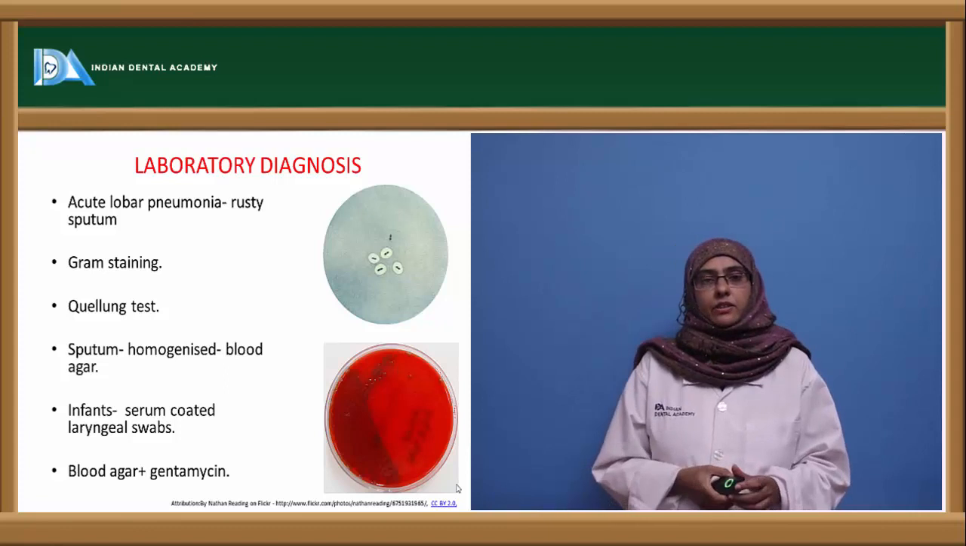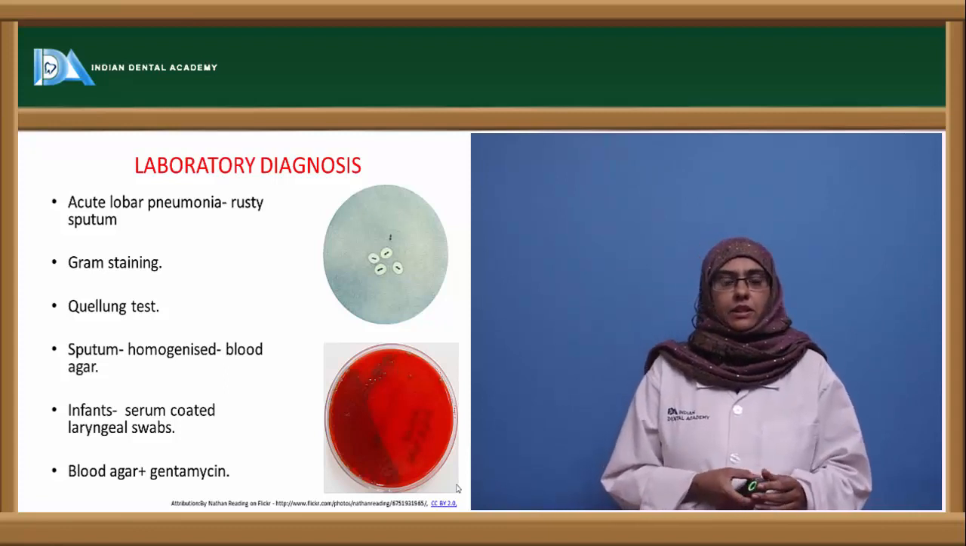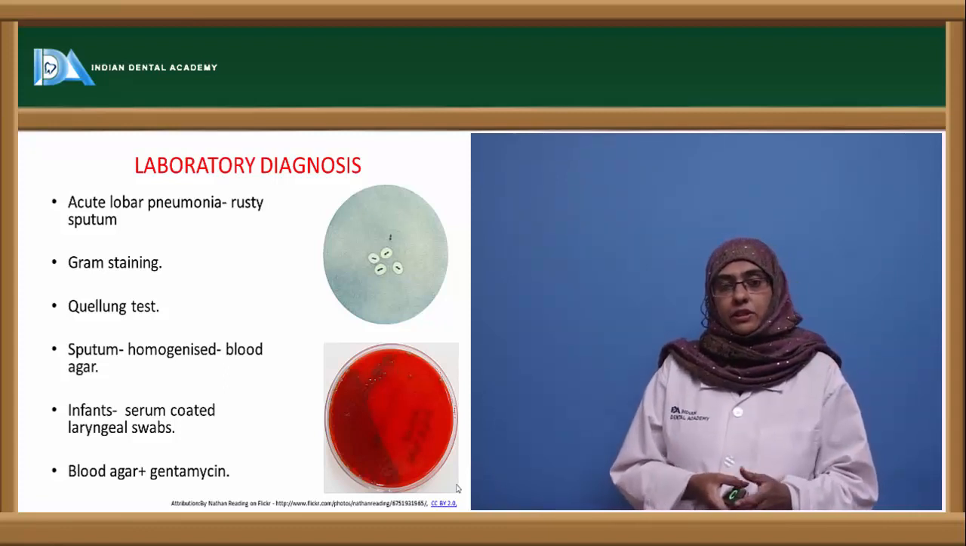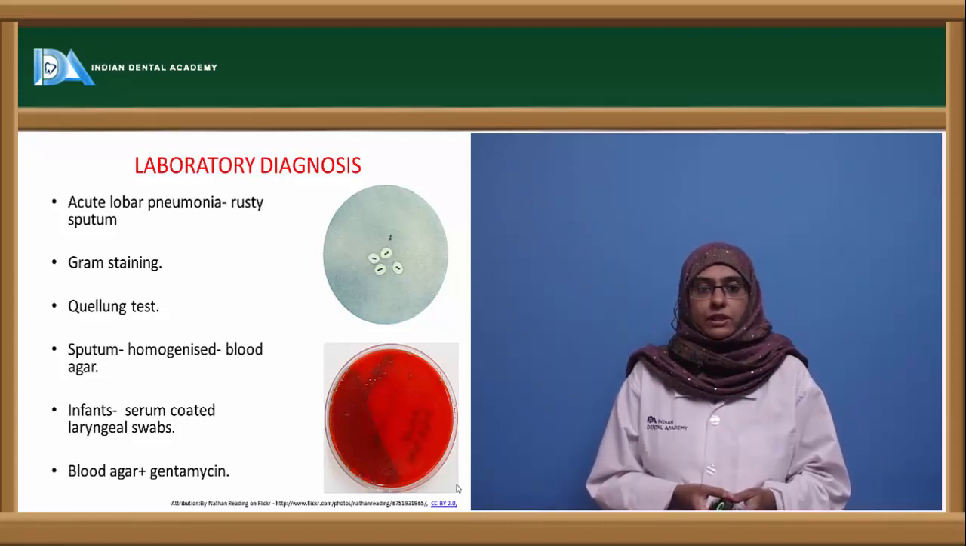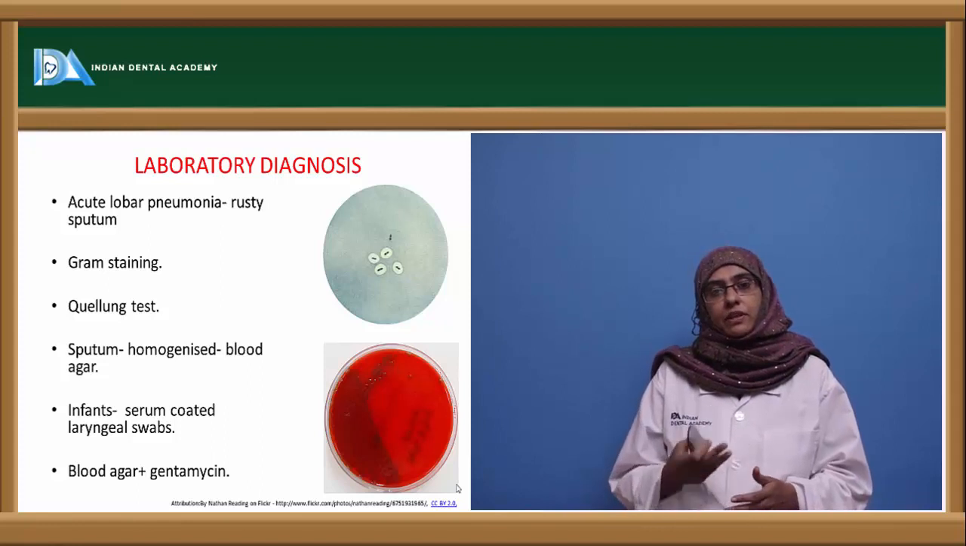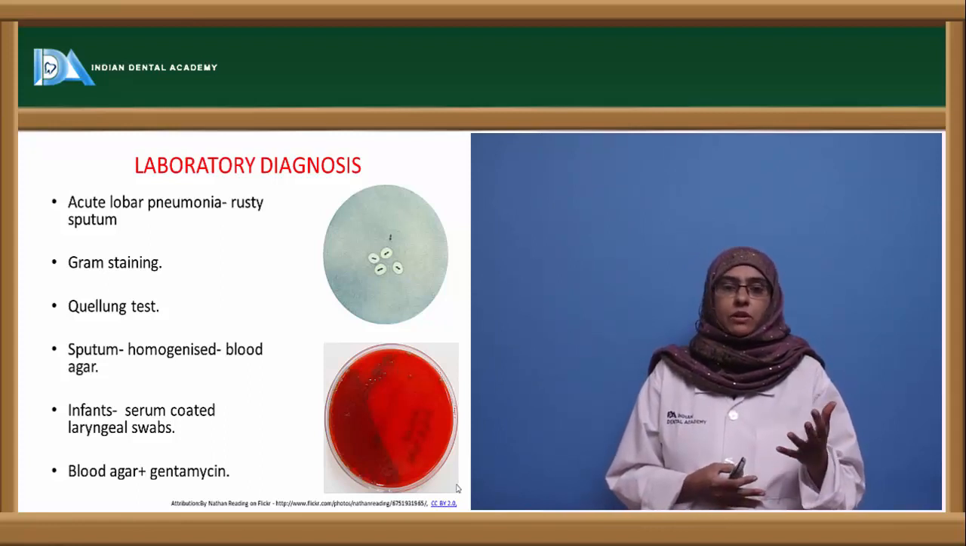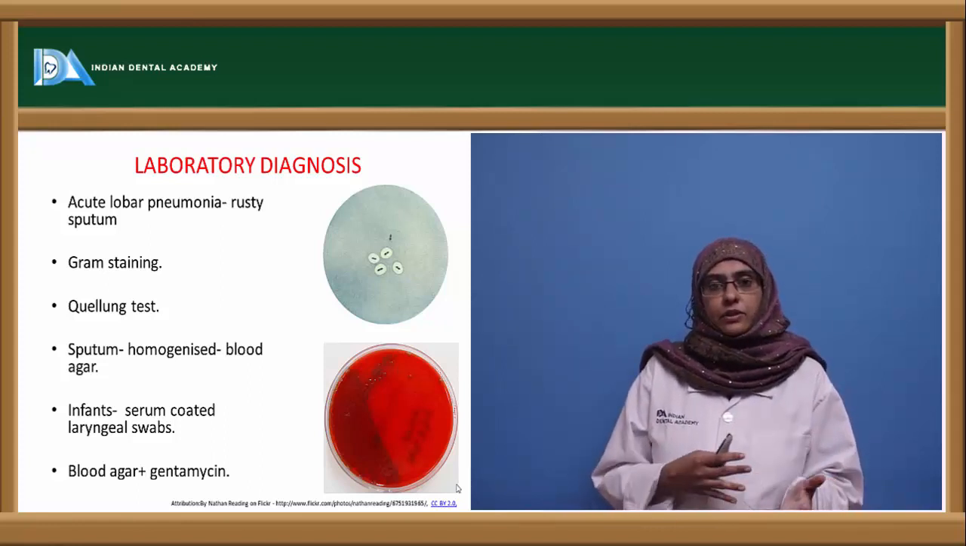Now, how do you identify this organism in the lab? That is lab diagnosis. The lab diagnosis is very important to establish the causative agent so that we can go for the treatment. Now, because pneumonia is caused by different types of organisms, there are more chances that there might be a confusion in the diagnosis.